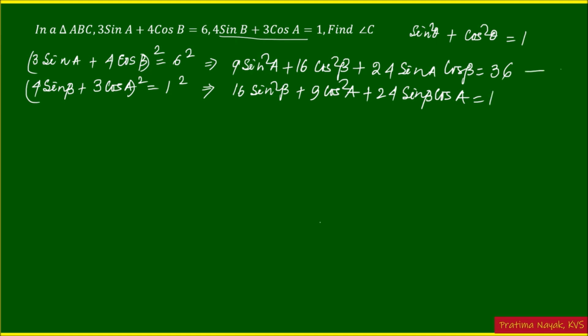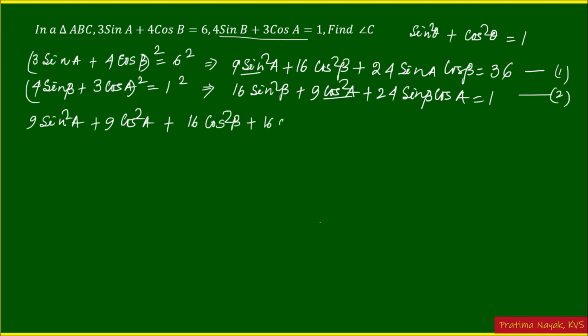Now I add both the equations, and I'll group them, taking 9 sine square A with 9 cos square A, plus 16 cos square B plus 16 sine square B, plus 24 sine A cos B plus 24 sine B cos A, where I can take 24 common, is equal to 37, that is 36 plus 1, 37.